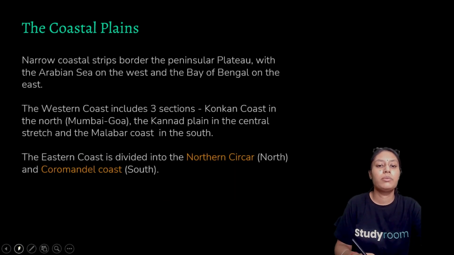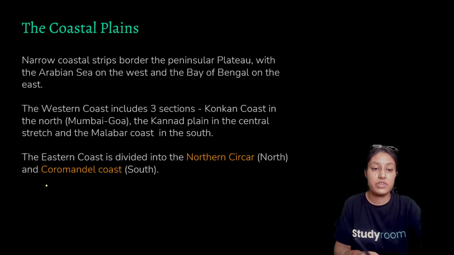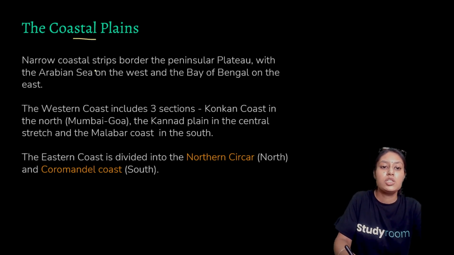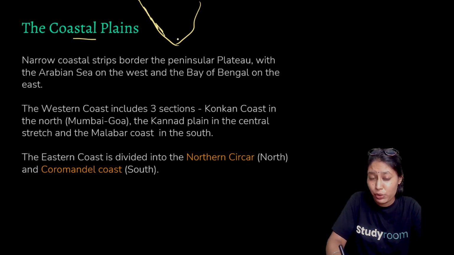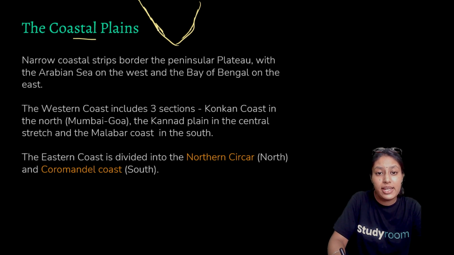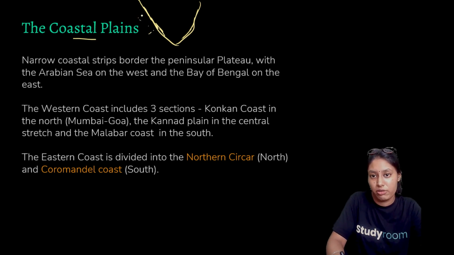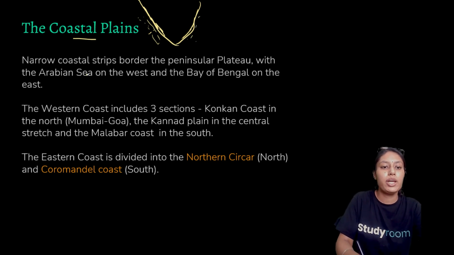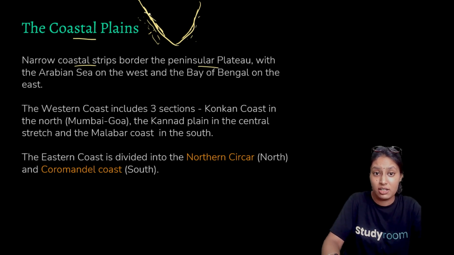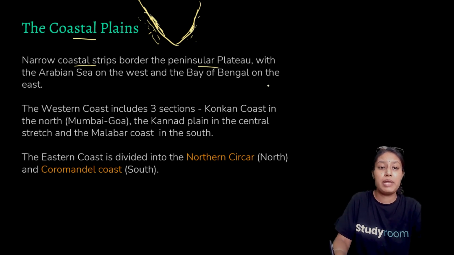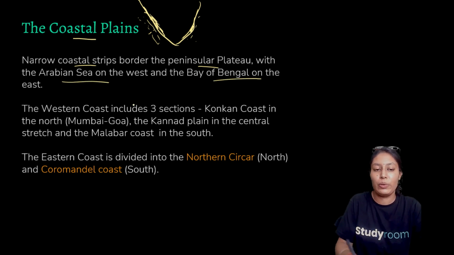Now, the second physiographic division is coastal plains. Coastal plains lie at the extreme edges of the Eastern and Western Ghats, where they meet the water, the Bay of Bengal and the Arabian Sea. Coastal strips are the borderline of the Peninsular Plateau, with the Arabian Sea on the west and the Bay of Bengal on the east.